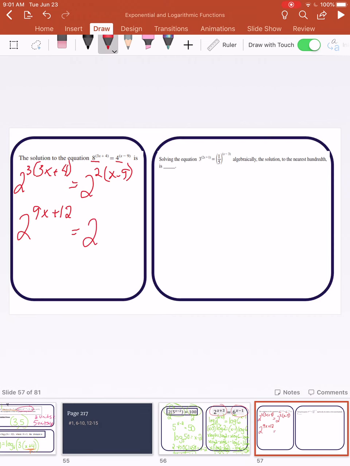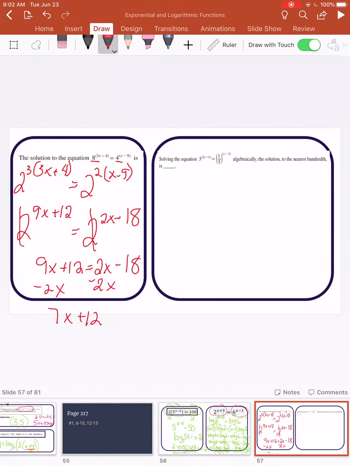equals 2x minus 18. Great, so now I can cancel out the 2's, and I end up with 9x plus 12 equals 2x minus 18. Okay, and then I'm going to collect like terms and solve for x. So I'm going to subtract that 2x over, and I end up with 7x plus 12 equals negative 18. And then I'll go ahead and subtract the 12 over.